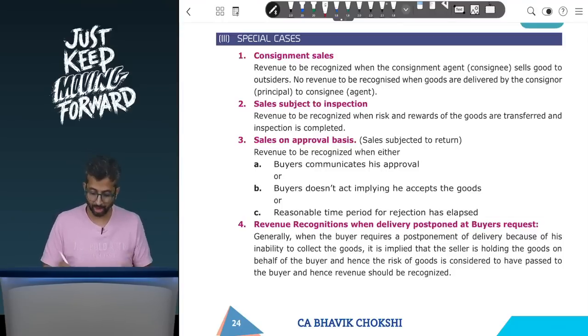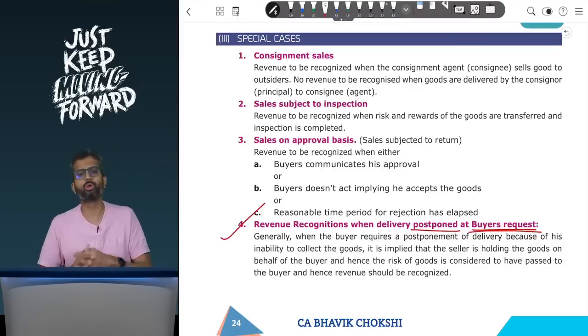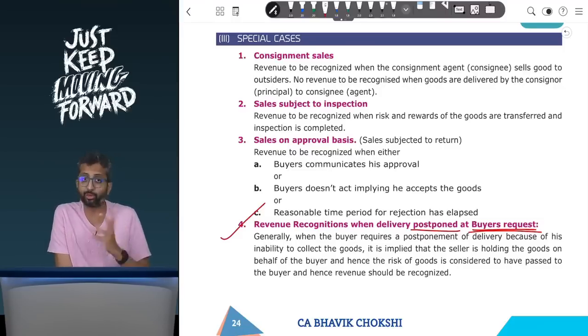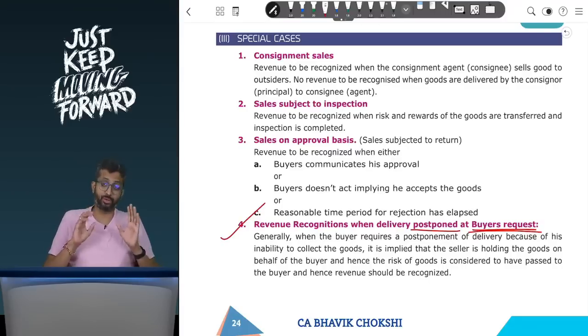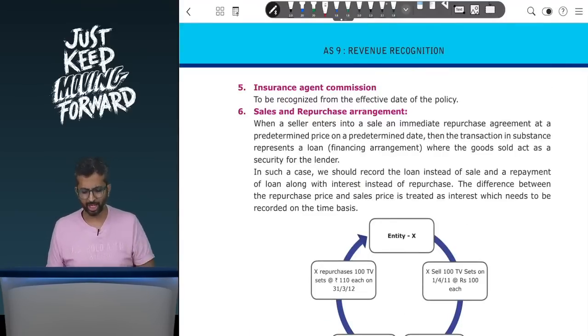This is a very important case; the Institute asks a lot of questions on this. Revenue recognition when delivery is postponed at the buyer's request. Usually we recognize revenue when the ownership of the goods gets transferred. However, sometimes we had decided that in March we will transfer ownership, but the buyer calls up and says, I'm not there, you keep the goods with you till 15th of April and give it to me by 15th April. We say that we'll take basic care of these goods, but if something happens, it is at your risk. The seller agrees, the buyer agrees, and hence in such a case, even if the possession is not transferred, if the ownership of the goods is transferred, you can recognize revenue even if the possession is still with the so-called seller.